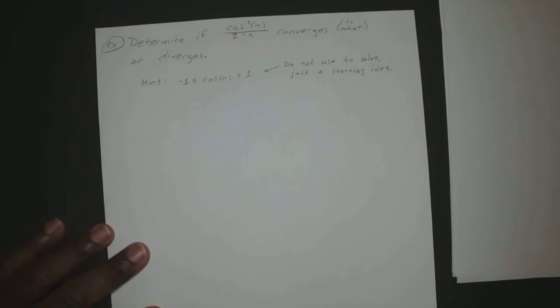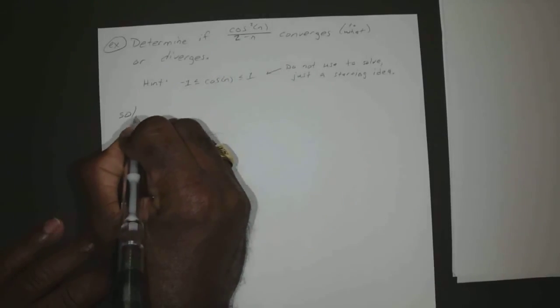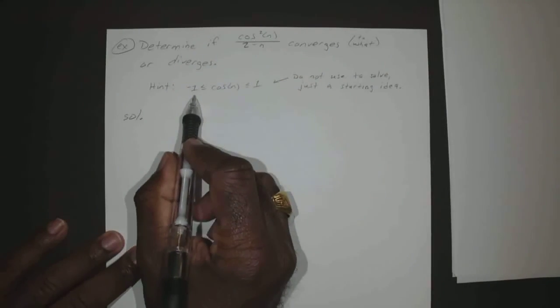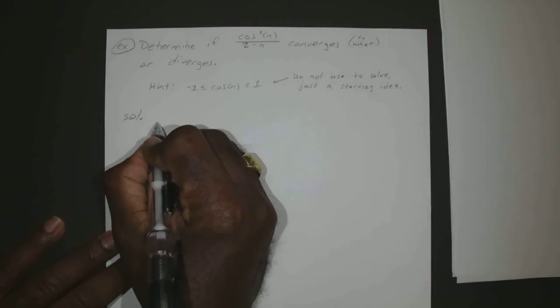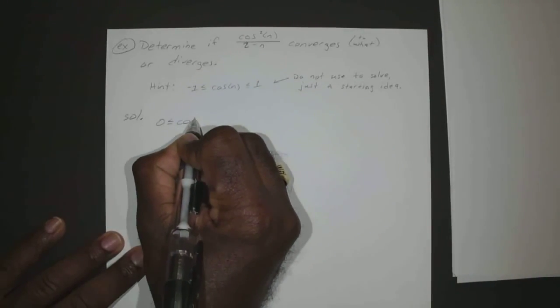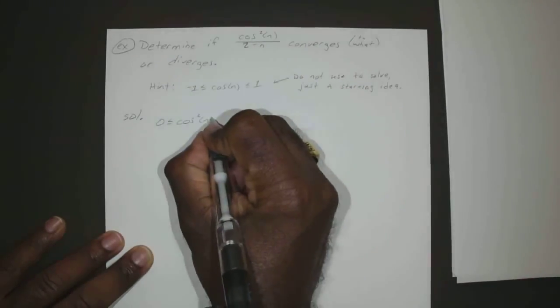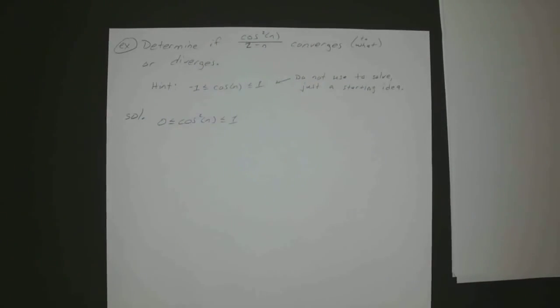So let's start with the cosine squared of n. I'll move that over here. Okay, so the reason I said start with this one as an idea, but don't use it to solve, is because cosine is between -1 and 1. But if you squared cosine, it's between 0 and 1. So that's actually the one you want to start with.